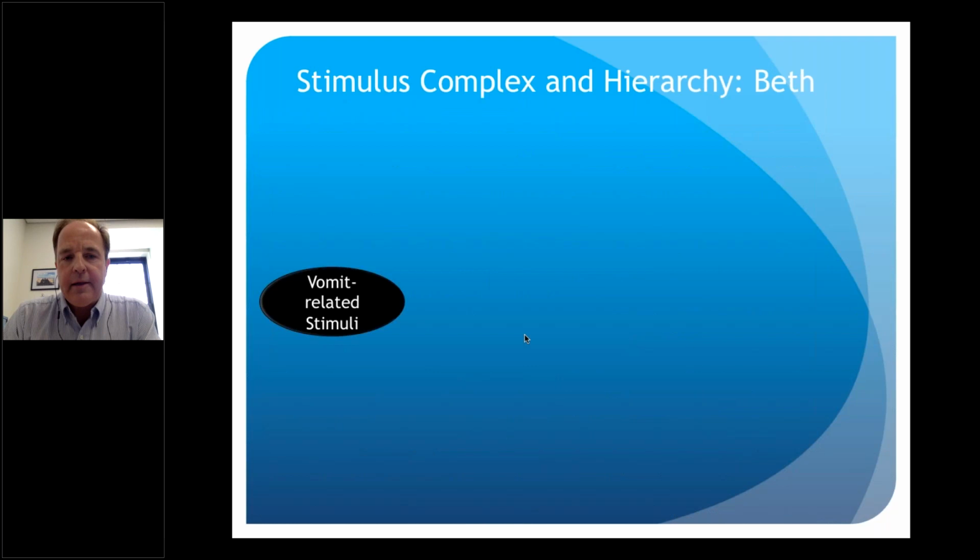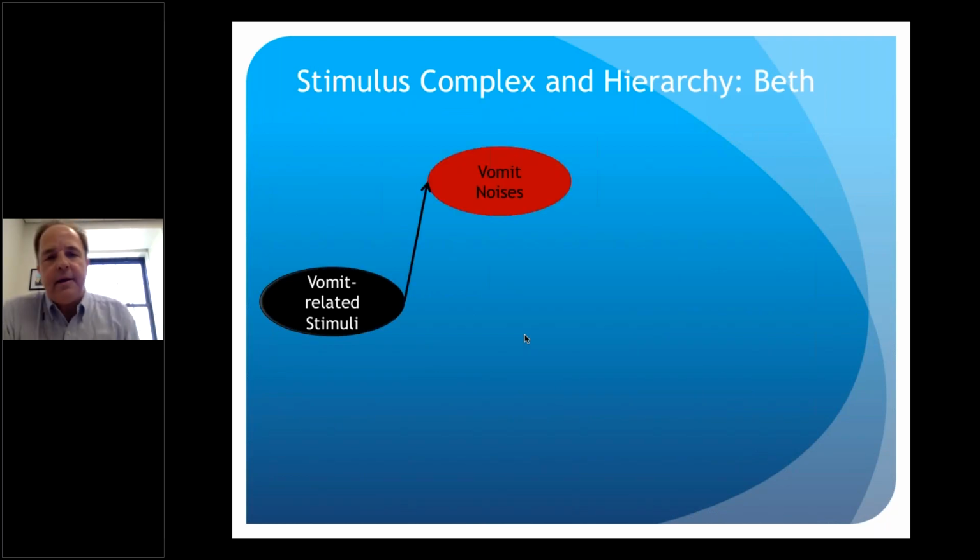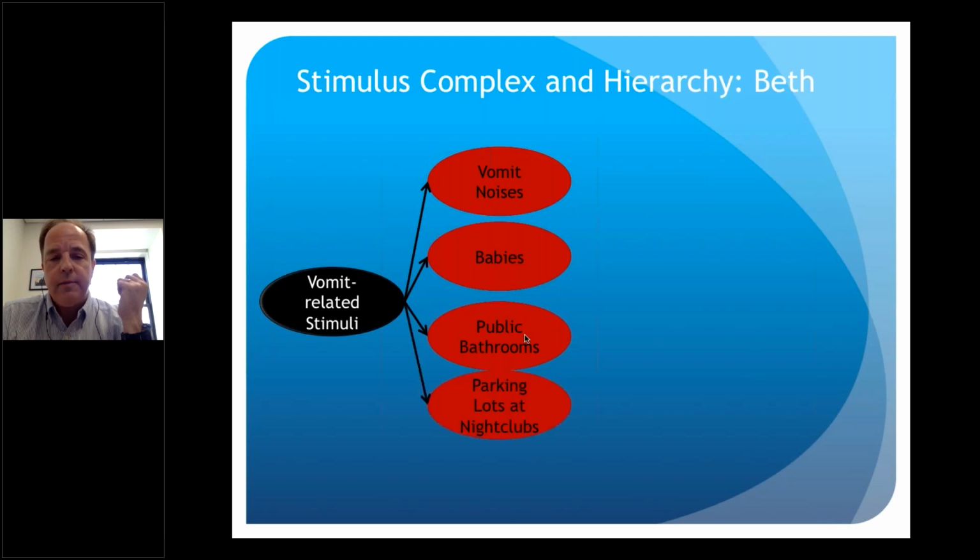So the stimulus complex and hierarchy for Beth. So vomit-related stimuli. Some of the things that might elicit anxiety for her: vomit noises, babies, because babies do spit up very frequently. This was something that was very difficult for her. She avoided public restrooms, and that was something that was a source of considerable fear. Parking lots at nightclubs, and anytime that she might feel queasy.